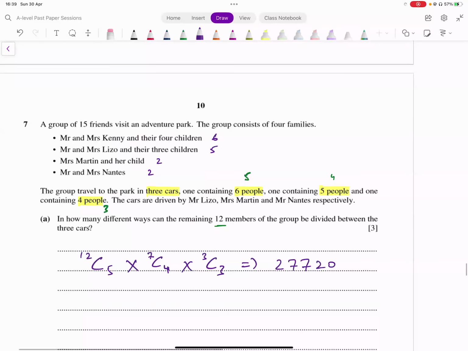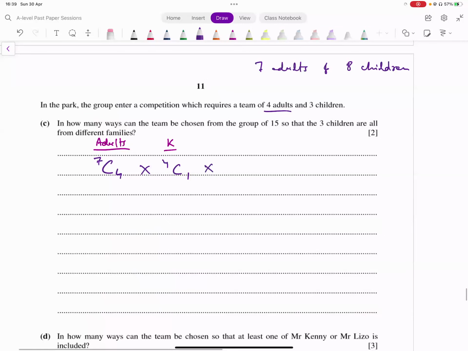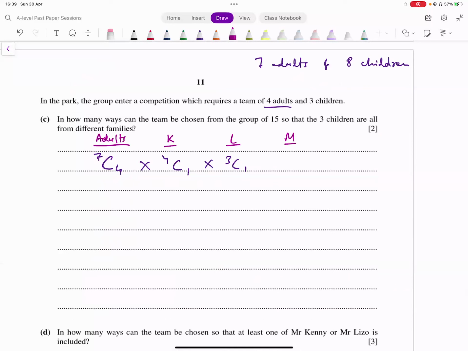अच्छा, फिर हमें क्या करना है? मिस्टर मिसेस लाइजो के 3 चिल्ड्रन है, उनमें से एक चूज करना है. सो दैट्स 3C1. ओके, एंड देन मिस्टर एंड मिसेस मार्टिन हैव ओनली 1 चाइल्ड, तो वो तो 1 में से 1 चूज करना है. वो आप बेशक लिखें ना लिखें, एक ही बात है. एंड दैट्स गोना गिव यू द रिजल्ट. Okay, let's evaluate this and see what that turns out to be. 7C4 into 4C1 into 3C1 into 1C1. And that turns out to be 420. Okay, that's part C here.